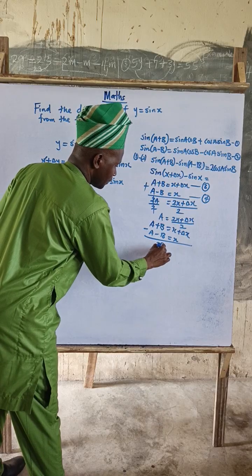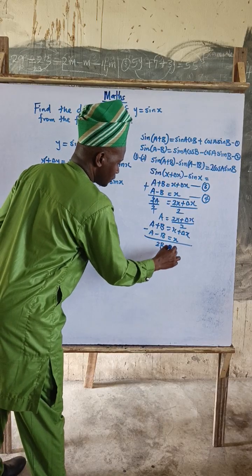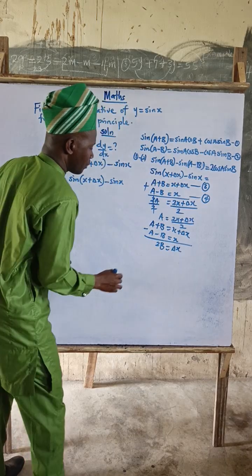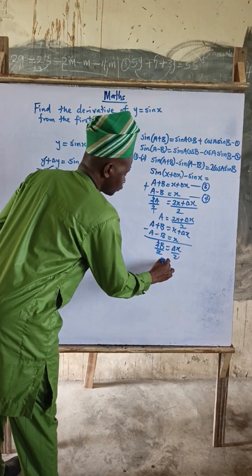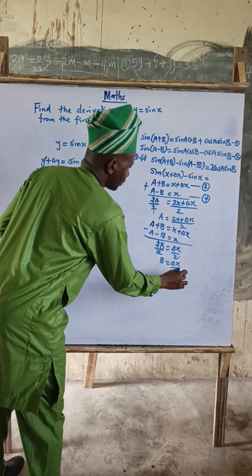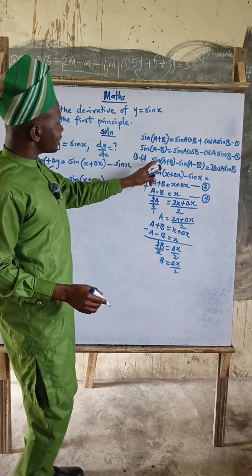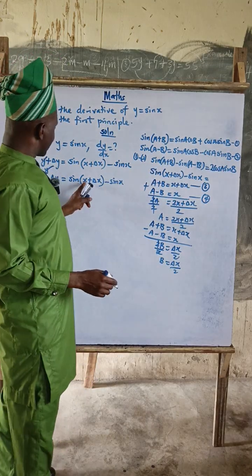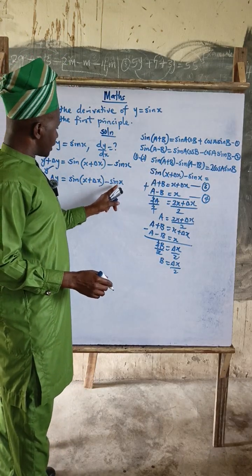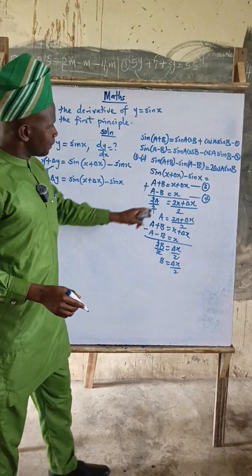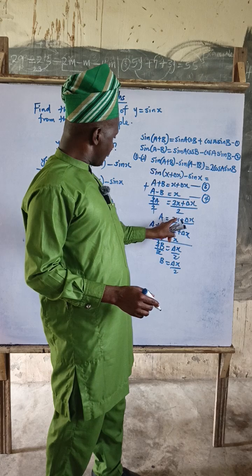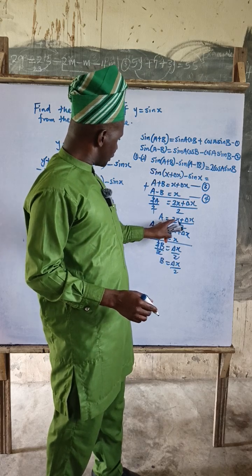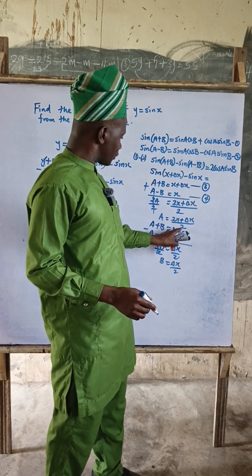We have 2b equals, taking away this we cancel, we have delta x here. Then we divide 2 by 2. Then we have b to be delta x divided by 2, which implies we can write sin(x plus delta x) minus sin x, so in place of this now we have a to be equal to 2x plus delta x over 2.